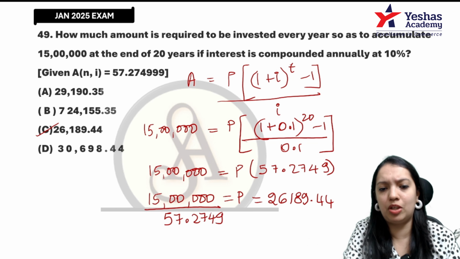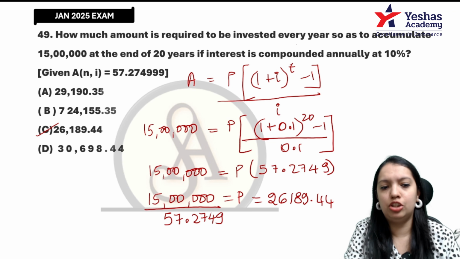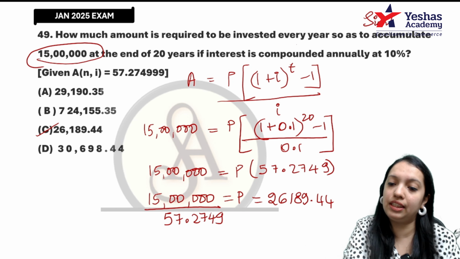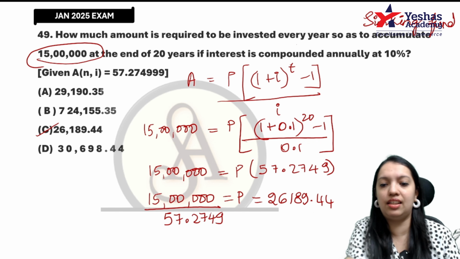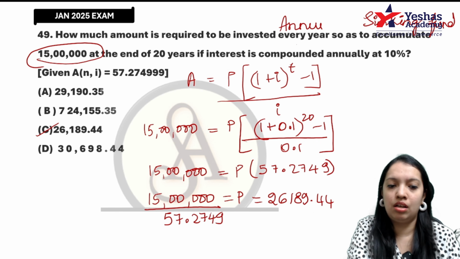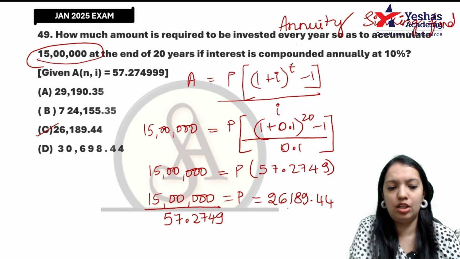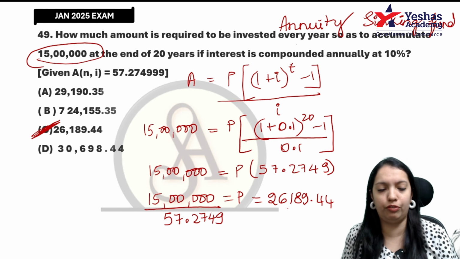Next, how much amount is required to be invested every year so as to accumulate 15 lakh? This is a question of sinking fund whenever they ask you to accumulate every year. That means this is an annuity related question. Solve this, apply the formula, you get the value as 26,189.44.